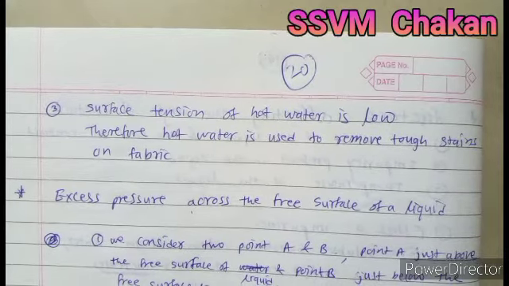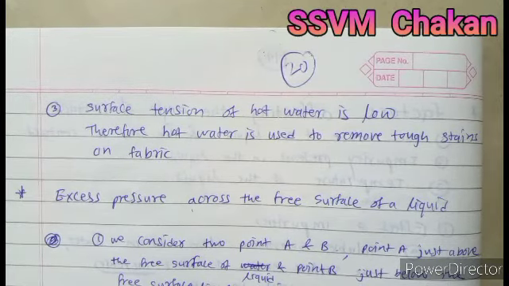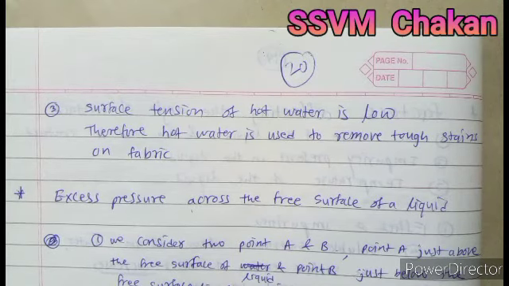Surface tension of hot water is low. Therefore, hot water is used to remove tough stains on fabrics. For a bath, we use hot water because the surface tension of hot water is low.